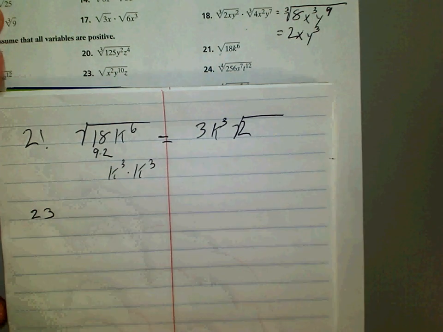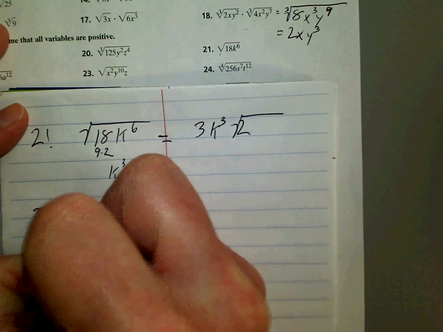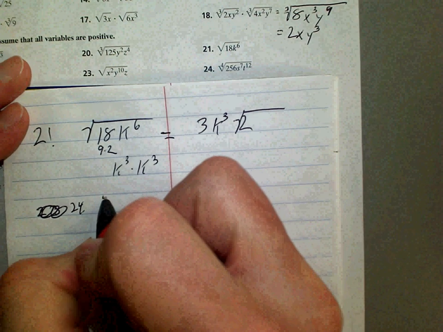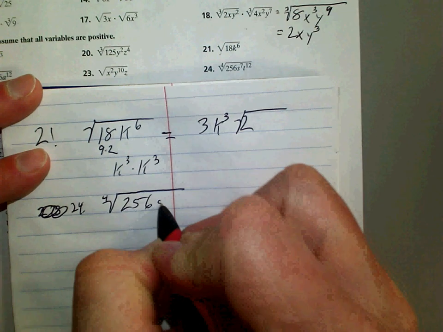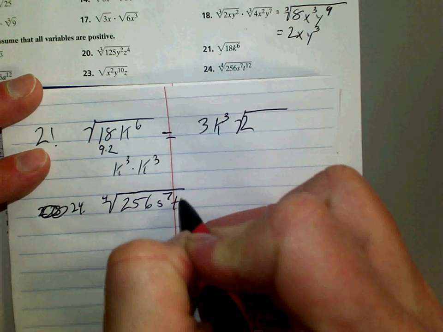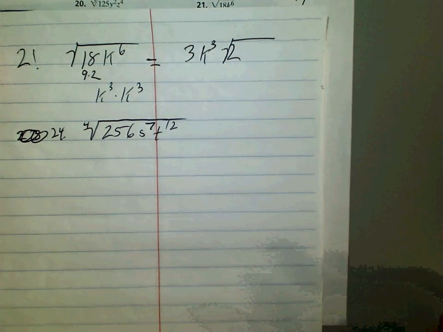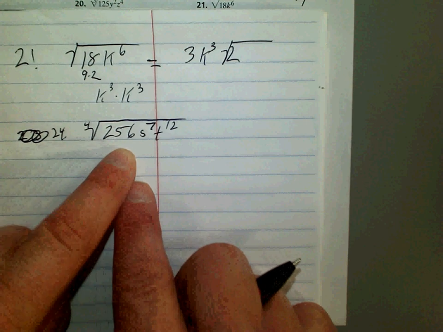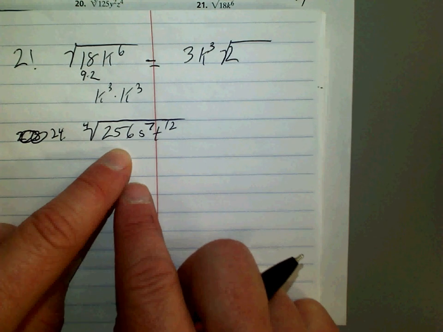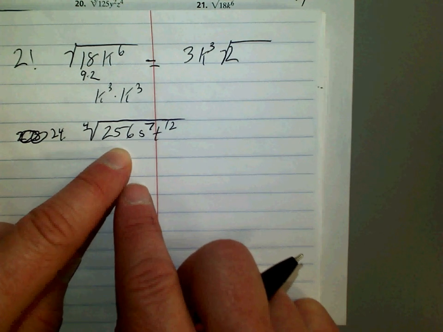23, not 23, 24 I meant to say, is the fourth root of 256, s to the 7th, t to the 12th. All right, turn on your thinking brain here. Fourth root, I think 256 actually has a fourth root. If you're not sure, you can take your calculator and it'll give you the fourth root.